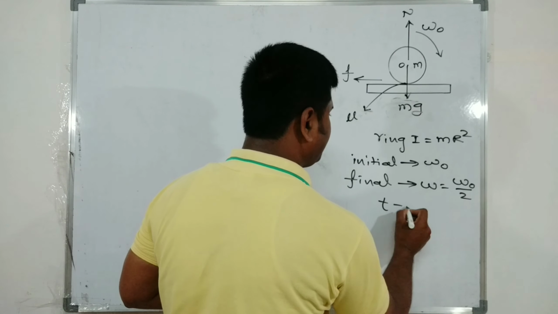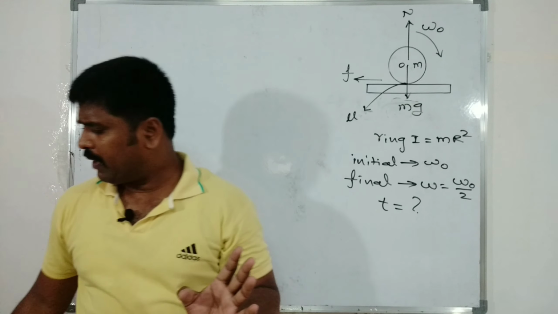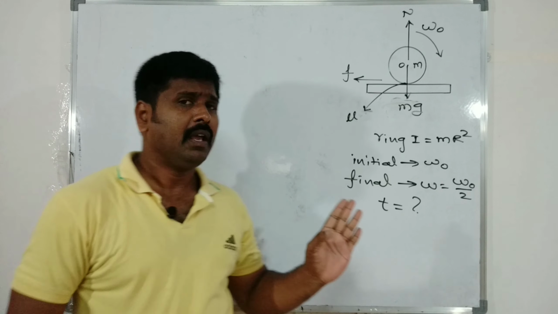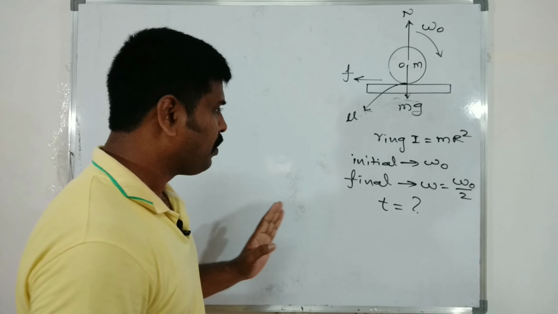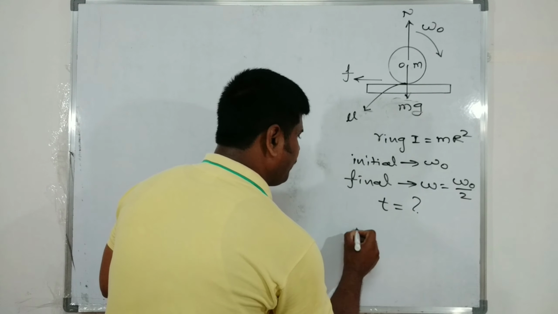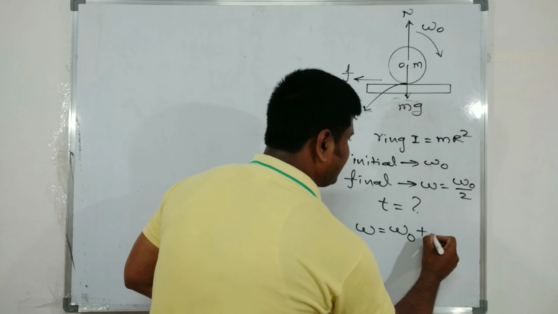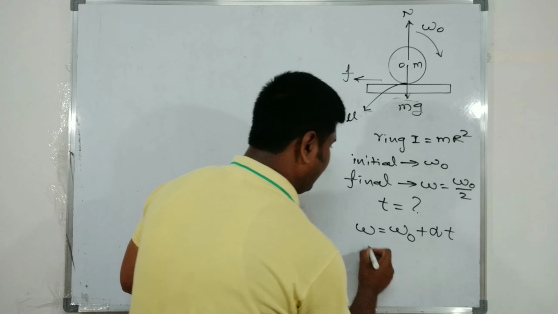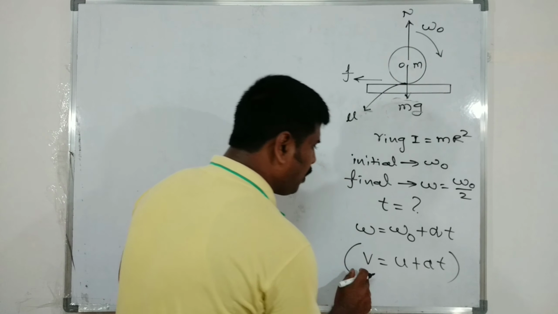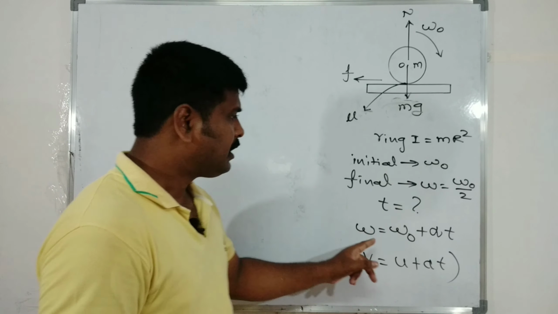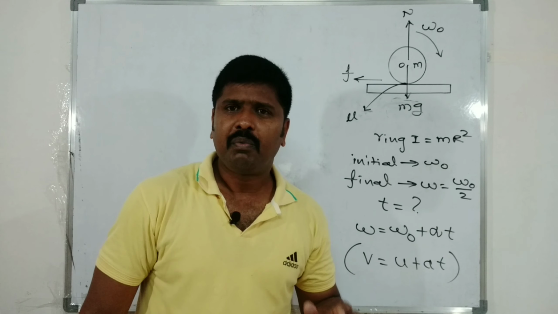So time is equal to question mark. Think practically: we have to use the equation of motion for angular velocities. The basic formula is omega equals omega naught plus alpha into t, like v equals u plus at. That is the linear velocity formula, and this is the angular velocity formula. From this we can find the time.